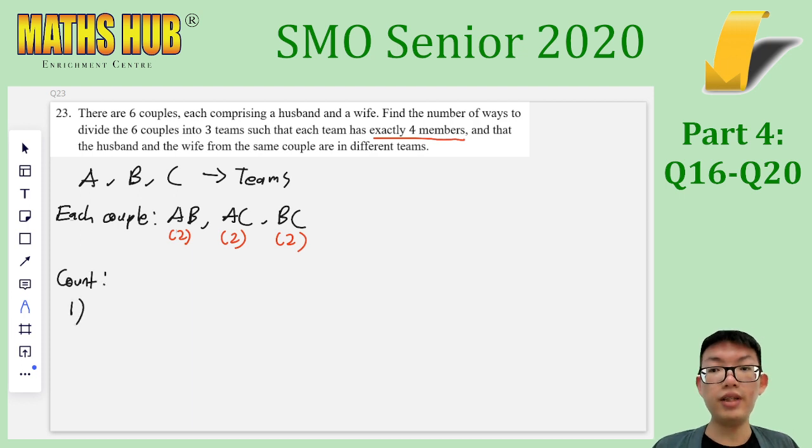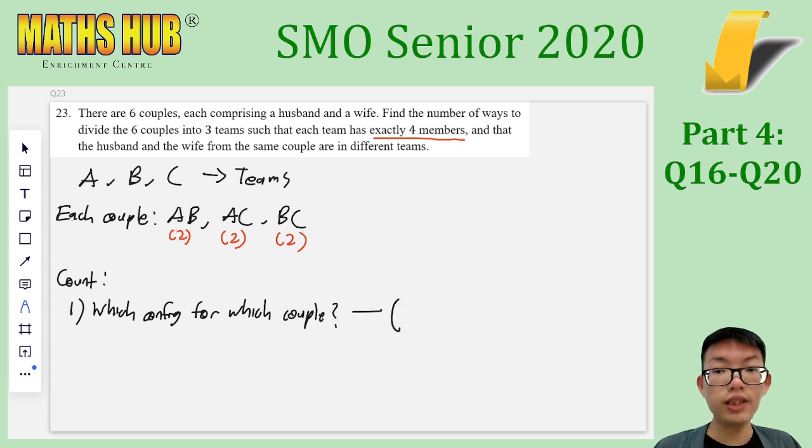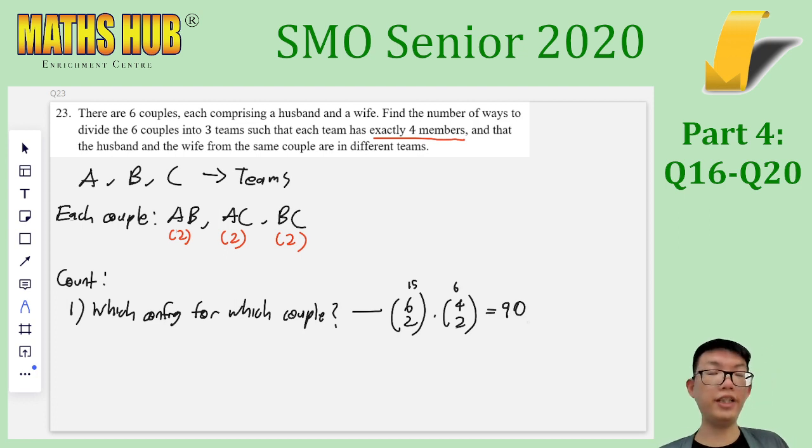The first step is we need to decide which couple picks which configuration. Now there are 6 couples, so 6 choose 2 for the first configuration, and then there are 4 more, 4 choose 2 for the second configuration. This would be 15 times 6, so 90 ways to pick the configurations.